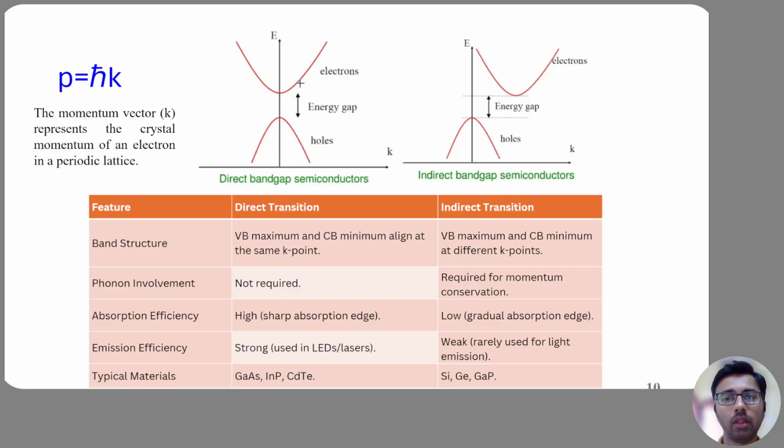Emission efficiency is also weak. Therefore, indirect bandgap semiconductors are rarely used as light emitters. Famous examples include silicon, germanium, and gallium phosphide.